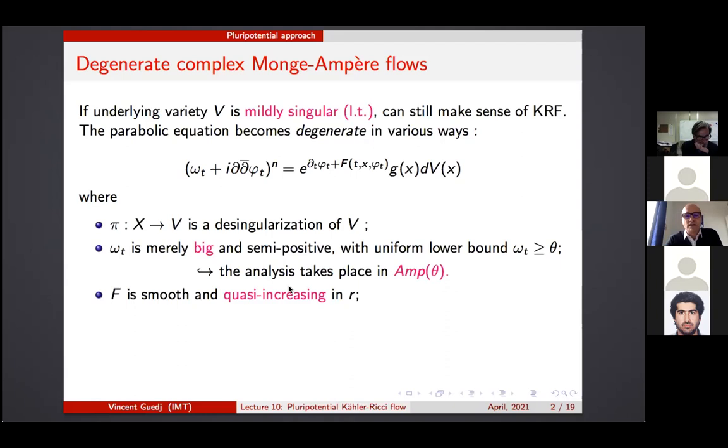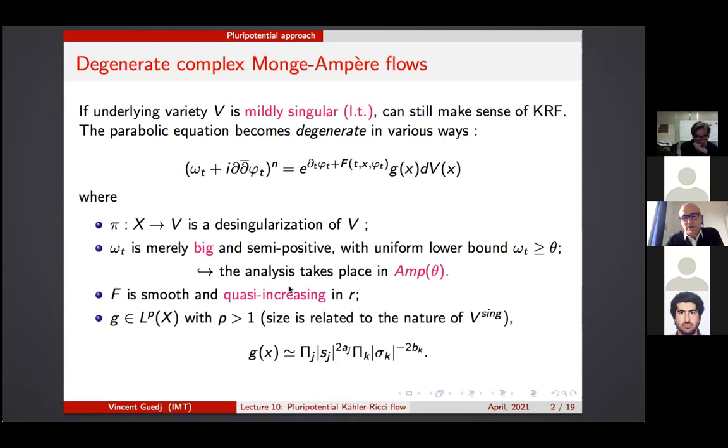And g, which is perhaps the most important piece of the story here, is this density that we obtain when we resolve the adapted volume form on the singular V. And it will have both poles and zeros, depending on the nature of the singularities that we are considering. So only zeros if we consider canonical singularities, and poles as well as zeros if we consider log terminal singularities. But in any case, as I explained last Thursday, what remains important is that this exponent p is strictly bigger than one, and this property was the analytic characterization of the fact that we are considering log terminal singularities.